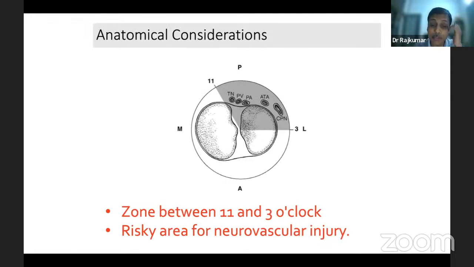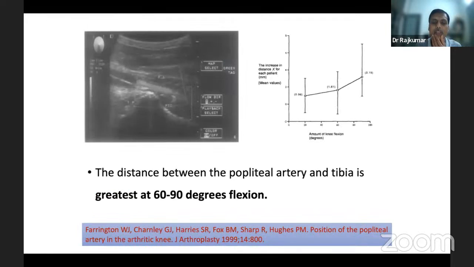This is the most important diagram. Whenever you see the popliteal vessel, it is between 11 o'clock and 3 o'clock. It is not exactly in the middle. So it is between 11 o'clock and 3 o'clock on the lateral side. This is the medial side and this is the lateral side. So you have to protect this area always. Make sure your saw blade doesn't go very much onto the medial, middle and lateral area. So you have to be very careful for the neurovascular structures.